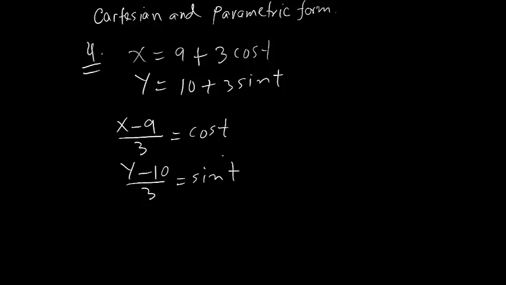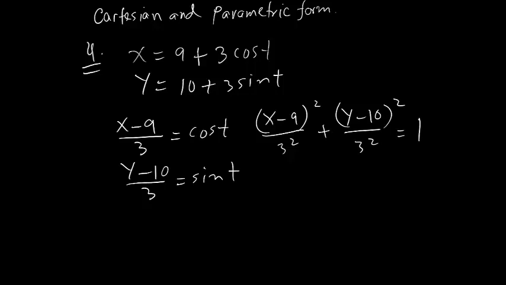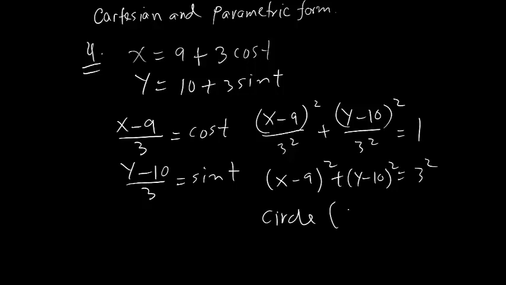Now you need to square and add, because cosine squared plus sine squared gives 1 and they will be eliminated. So we have x minus 9 squared over 3 squared plus y minus 10 squared over 3 squared equals 1. Or you can say x minus 9 squared plus y minus 10 squared equals 3 squared. You can call it an ellipse, nothing wrong to say. When the major axis and minor axis have the same length, the ellipse becomes a circle. So this is the equation of the circle, center at 9, 10, and radius 3. So you are done with the Cartesian form and you have identified it. This is form number 2 that I have mentioned.